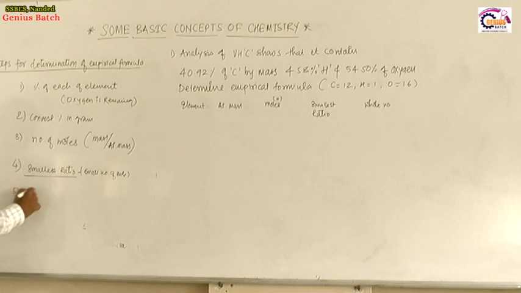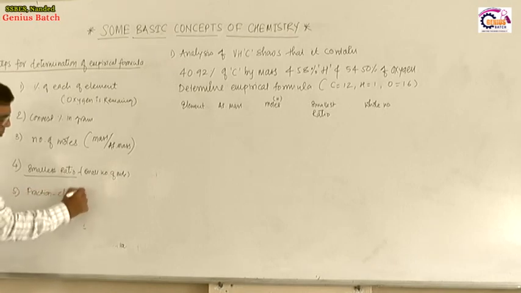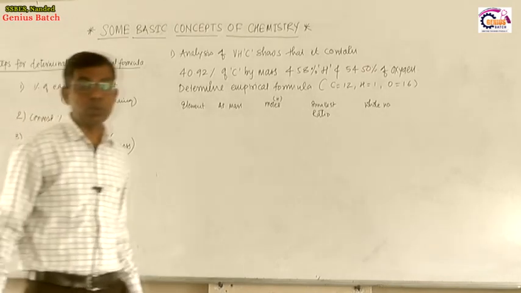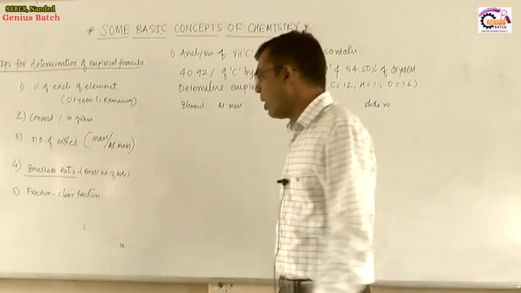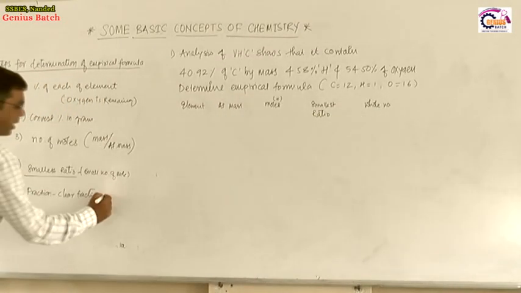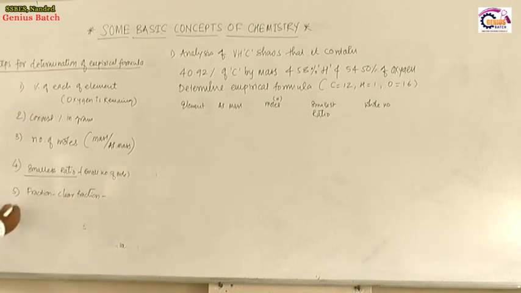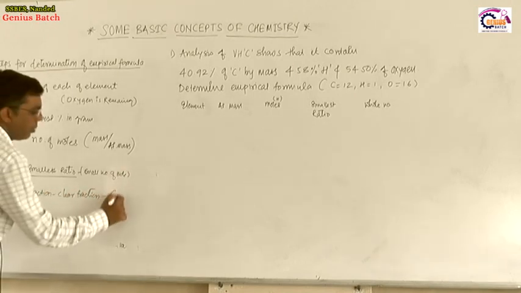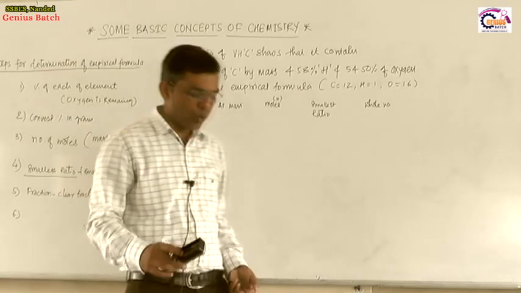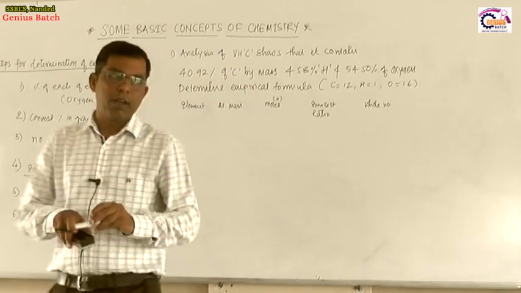If it comes in a fraction, then clear the fraction by multiplying it by a suitable number. And last, take the simple ratio, clear the fraction, and find out the numbers. These numbers are put in front of the atoms, or along with the atoms, to get the empirical formula.